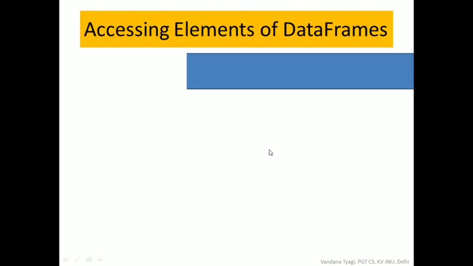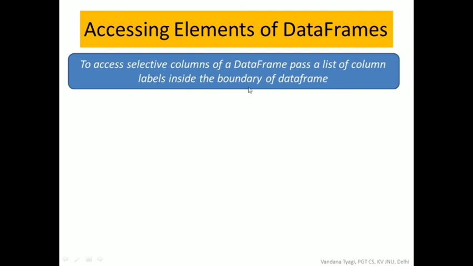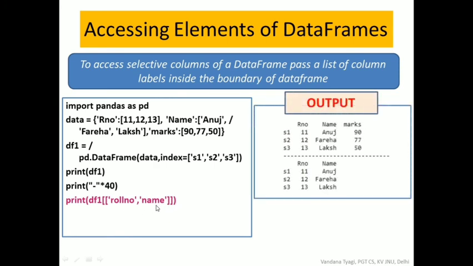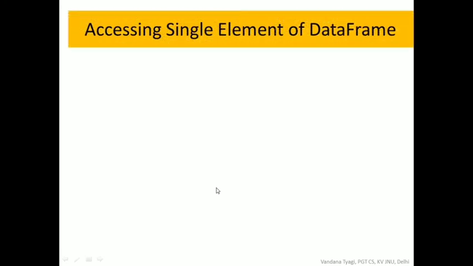Now coming to accessing the elements of a data frame. To access the elements of a data frame, we pass a list of column labels. So we simply write print df1 with roll number and name. Once you pass a list there, it automatically picks up only the roll number and name columns. We have 3 columns, roll number, name and marks, but it only displays roll number and name. So using a list of column labels, we get the selected columns.